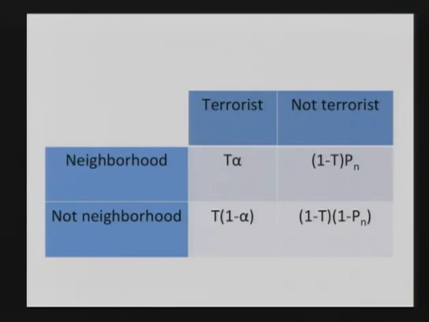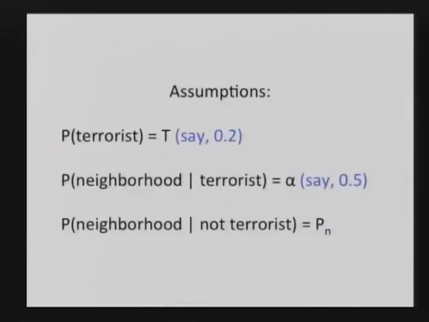Similarly, on the right, if Bob's not a terrorist, which happens with probability 1 minus t, then he's in the top box with probability Pn, and in the bottom box with probability 1 minus Pn. All right, so let's fill in the parameters. Let's say, for example, that the prior probability Bob's a terrorist is 20%. Based on all the other evidence, the analyst thinks there's a 20% chance that Bob is a terrorist. And we'll play with these parameters, move them up and down later, but let's start with these values.